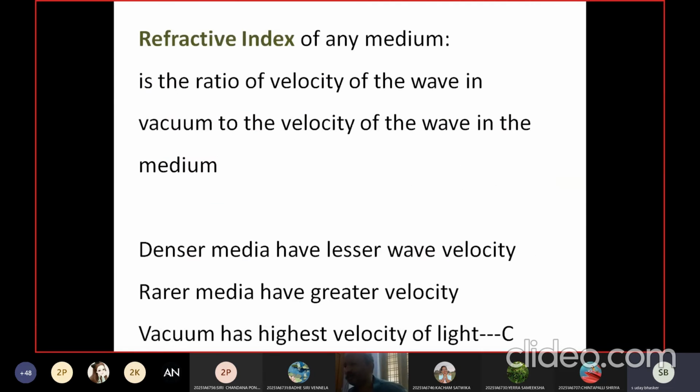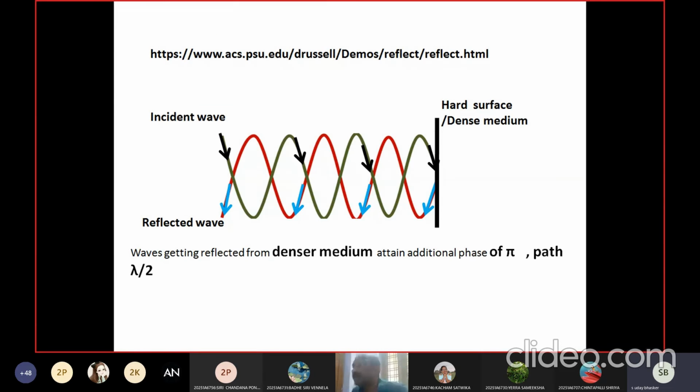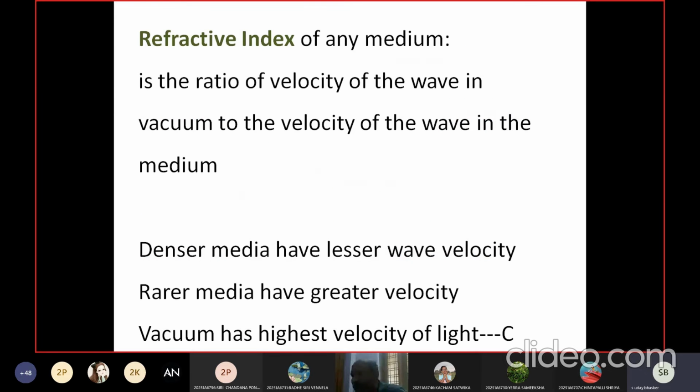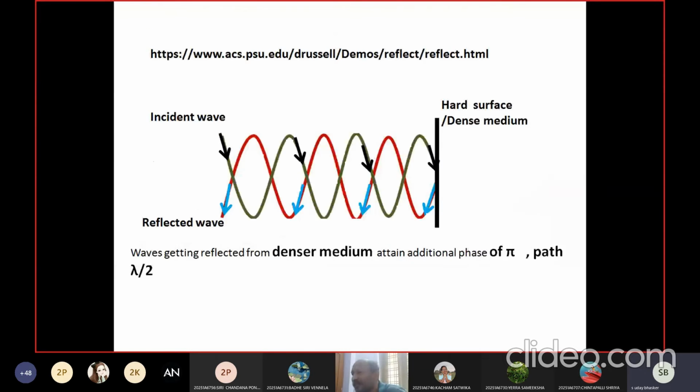Okay, let's get on. Another point that we need to understand is what happens to the ray when it is getting reflected. We have seen that when it is passing from one medium to another medium, it bends. Apart from that, when there is a change in medium, reflection also takes place.